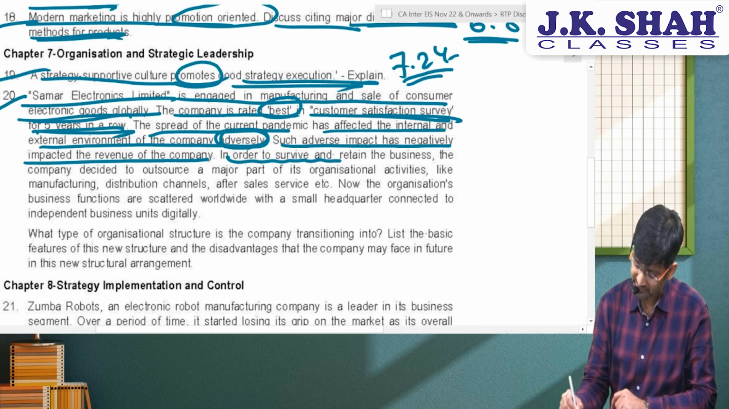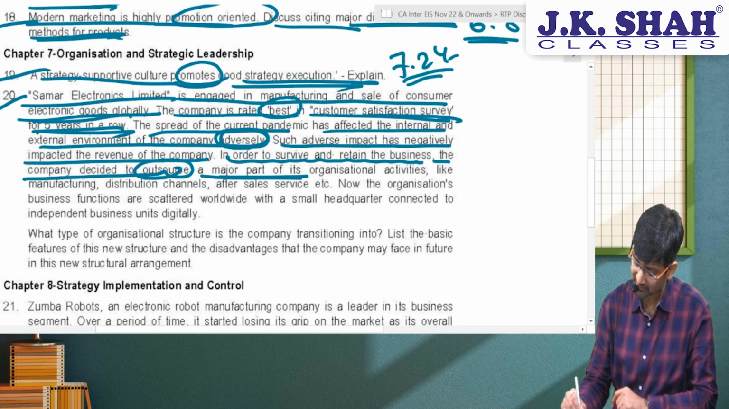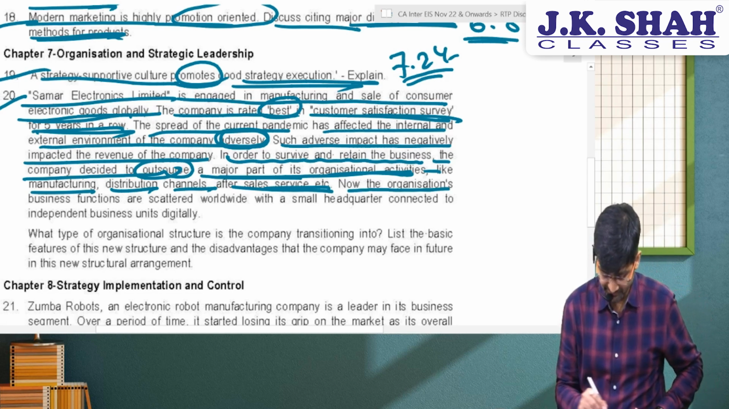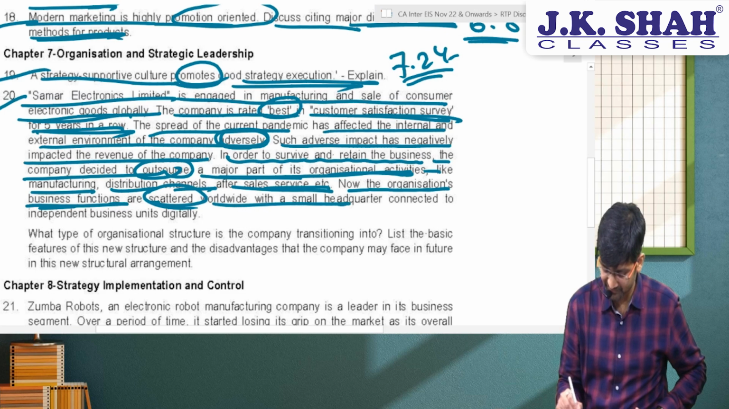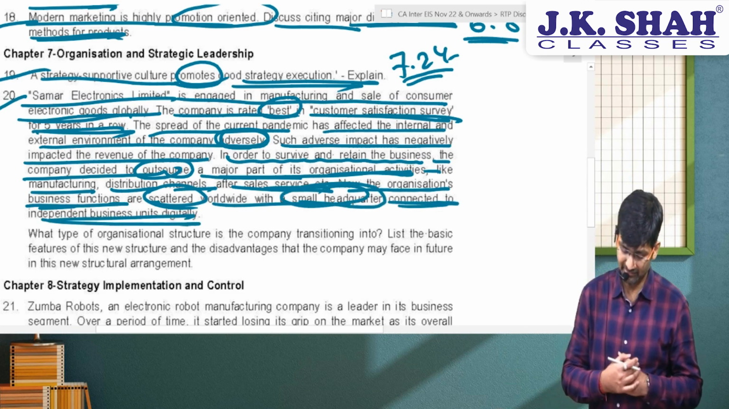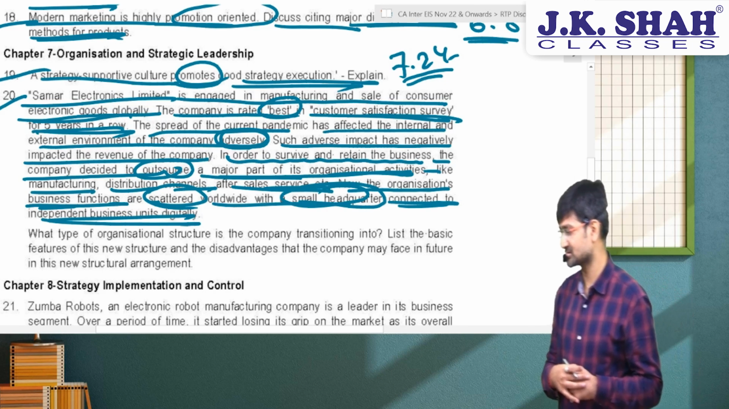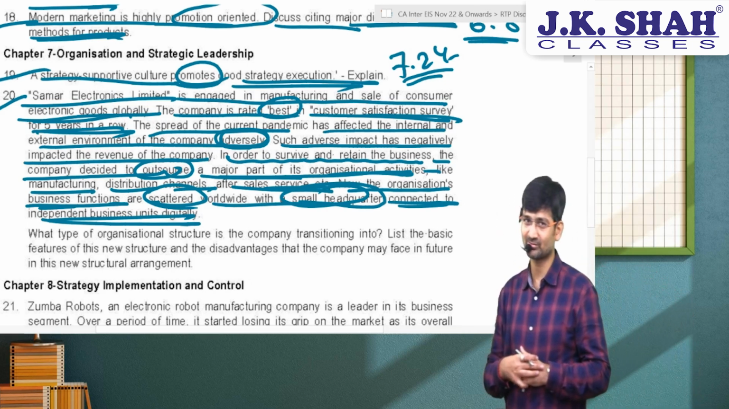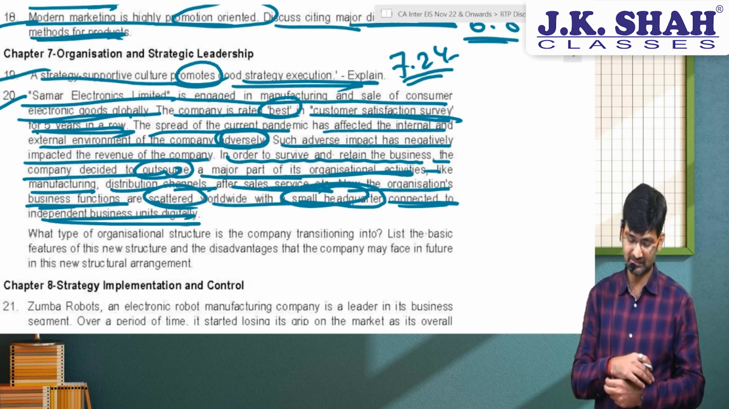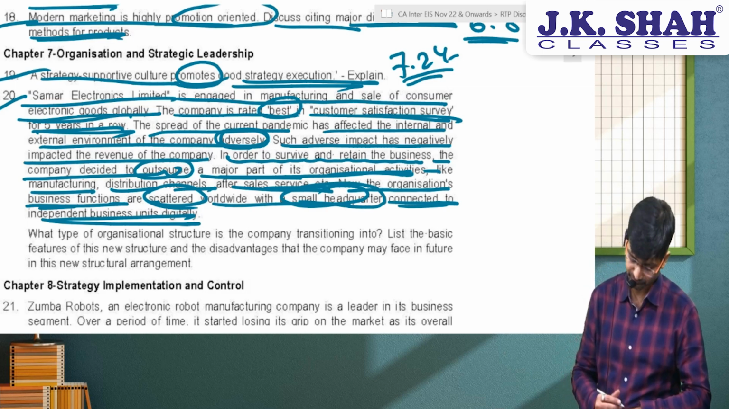In order to survive and retain the business, the company decided to outsource a major part of its organizational activities like manufacturing, distribution channels, after sales, etc. Major parts. Now the organization's businesses are scattered worldwide with a small headquarters connected to independent business units. Are you now getting which way it is going? So you have a small headquarters that is connected with independent units scattered all over.